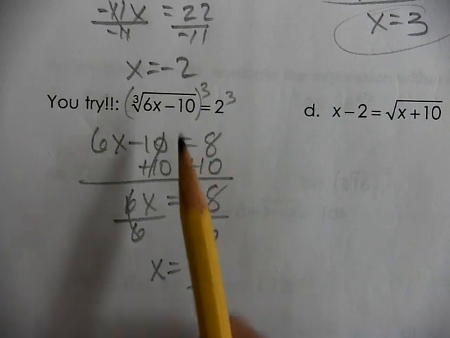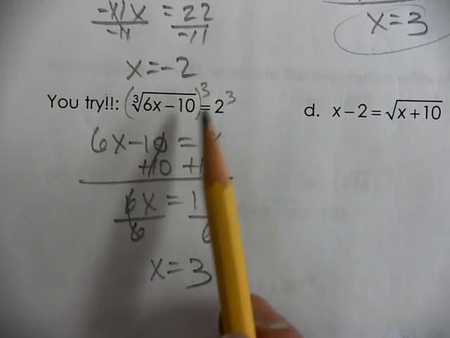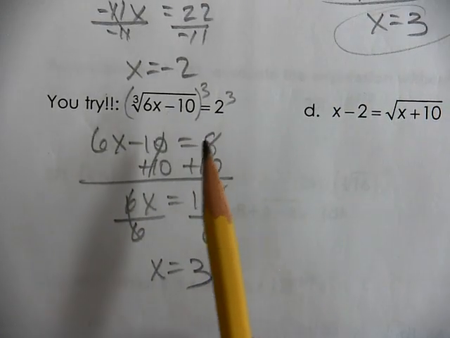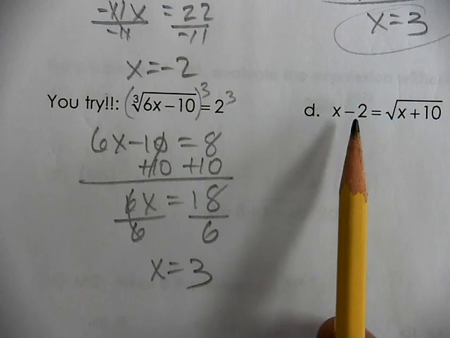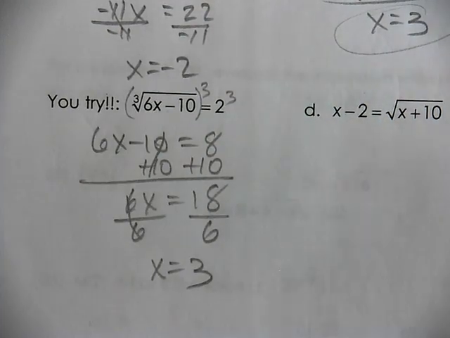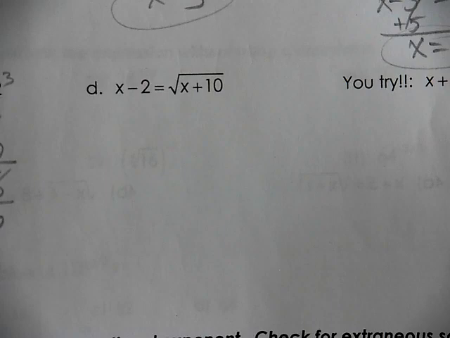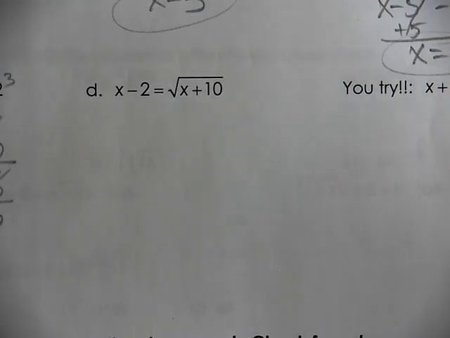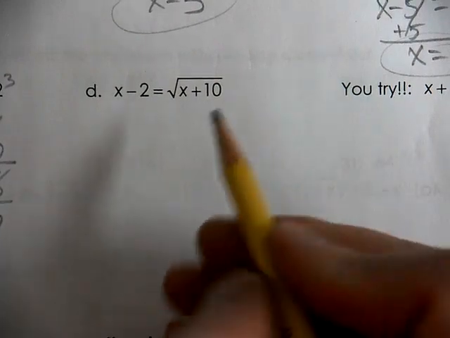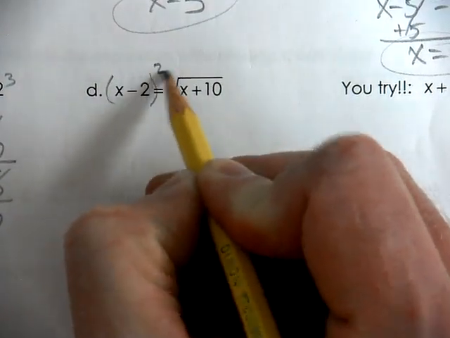We don't have x's on both sides of the equal sign, so I would not expect an extraneous solution. But now we do. We have x's on both sides of the equal sign. This is where the extraneous really comes into play. Think about what you would do here. How is this problem different? Still square them. Because you have a square root, we're going to have to square both sides.